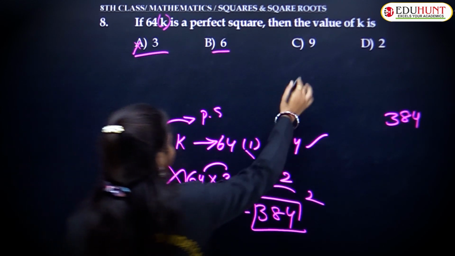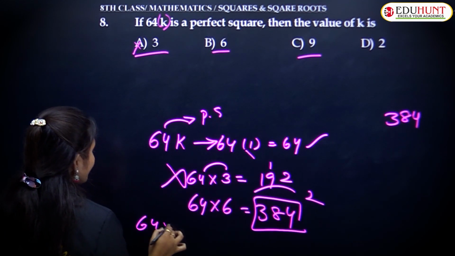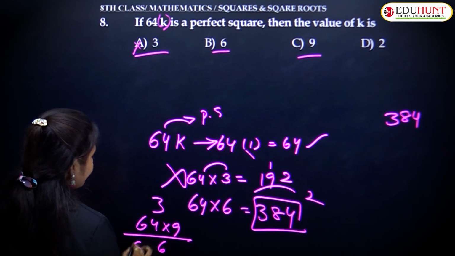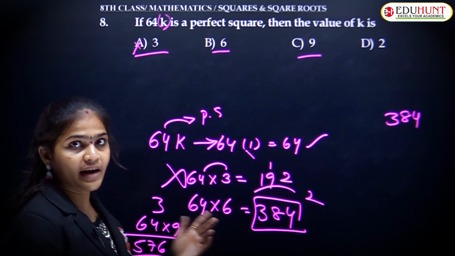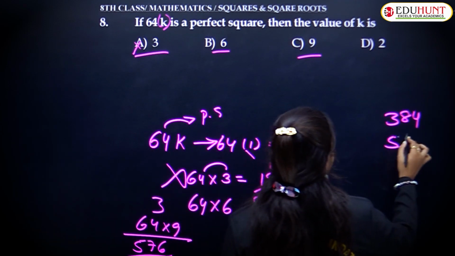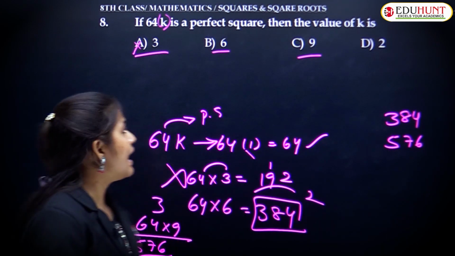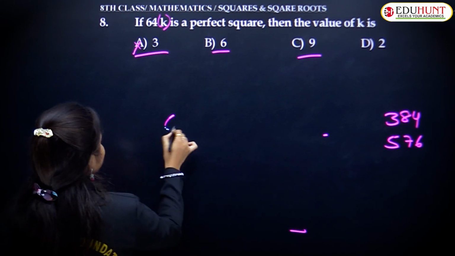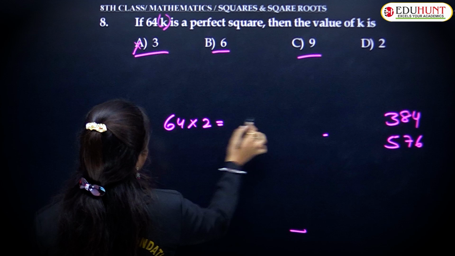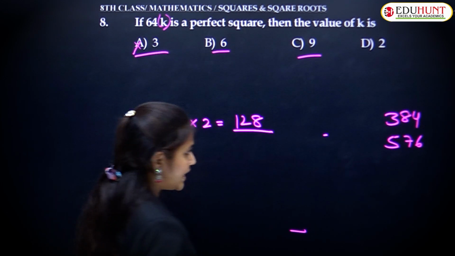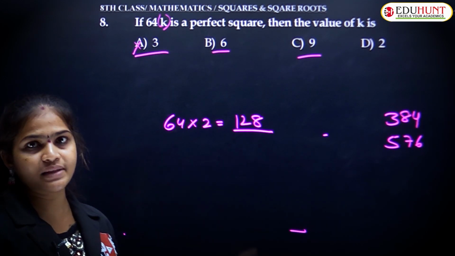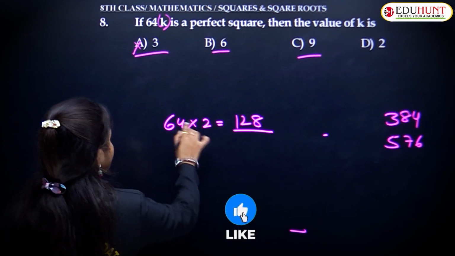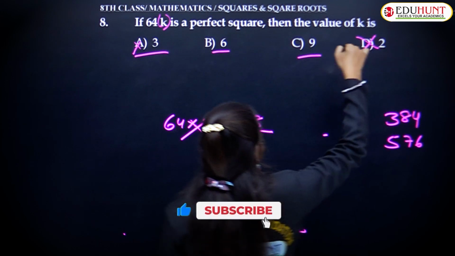Next, 9: 64 into 9. 9 4s are 36, 9 6s are 54 plus 3 is 57. So 576. 576 is also there, so there is a chance. And still the last number is there. What is that? 64 into 2: 2 4s are 8 and 2 6s are 12, so 128. A perfect square never ends with 8, that is 2, 3, 7, 8. So this is ending with 8, so it is not a perfect square. This option is also wrong.